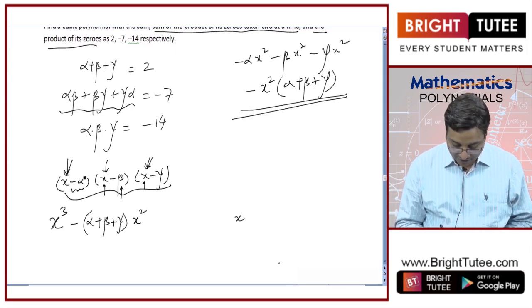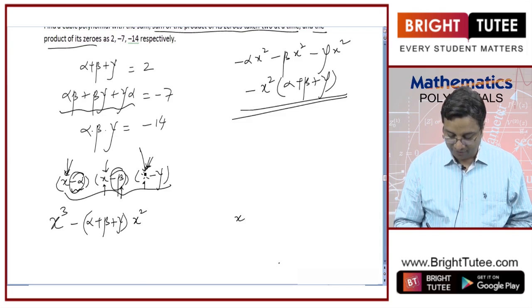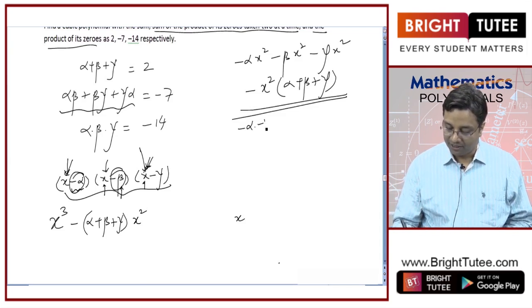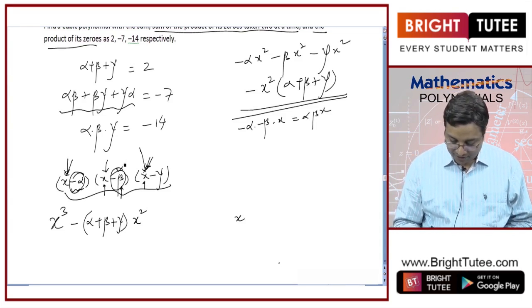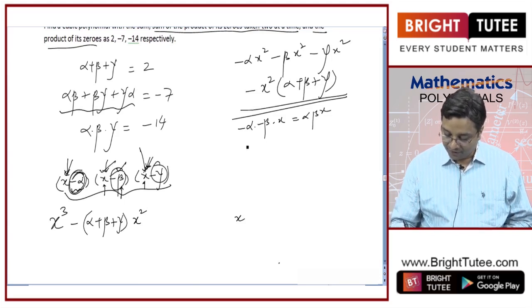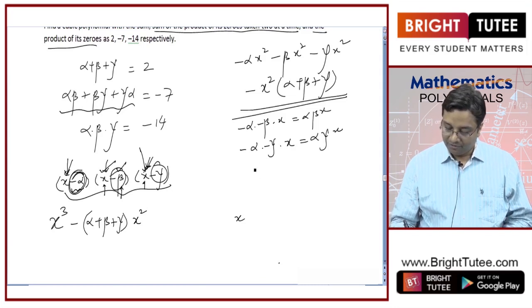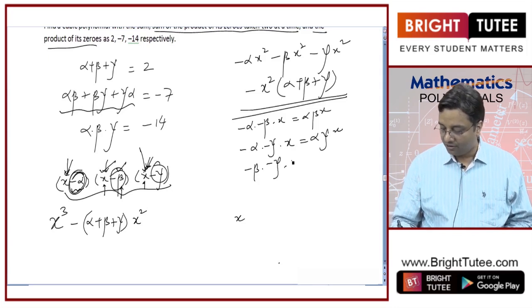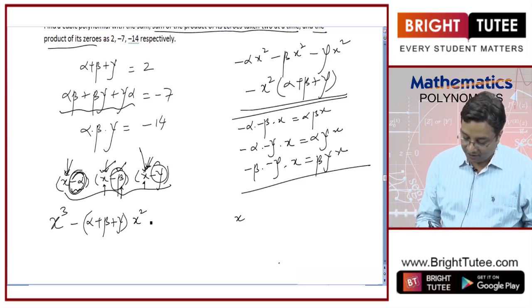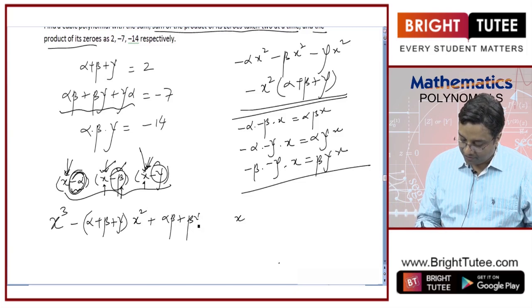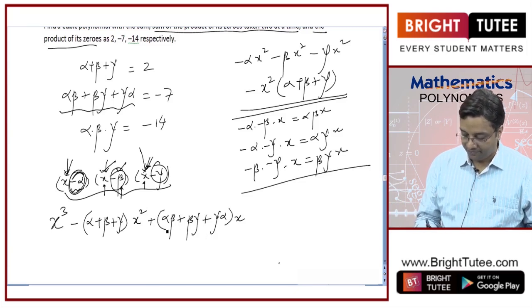x will become when minus alpha into minus beta into x from this bracket will come. So it will become alpha beta x, right? When minus beta, when x comes out from this bracket, and minus alpha and minus gamma from these, it will give you alpha gamma x. Similarly minus beta into minus gamma into x will give you beta gamma x. So what will be the coefficient of x? It will be alpha beta plus beta gamma plus gamma alpha, right?